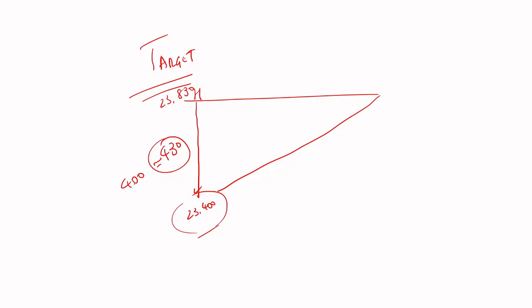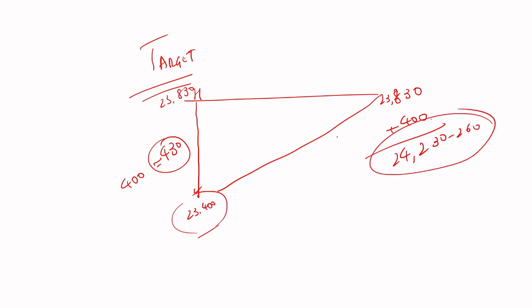Now add that to the breakout level. Our breakout level is 23,830. I would say at least keep 400 points. Don't add 430, we'll round it off. Now we get a target of 24,230 or 260 levels. Now the market may or may not reach the exact target, but it gives a directional estimate. This would be our target.